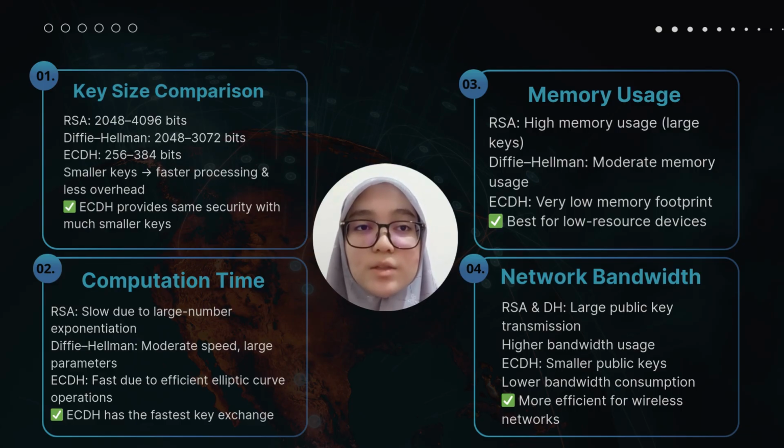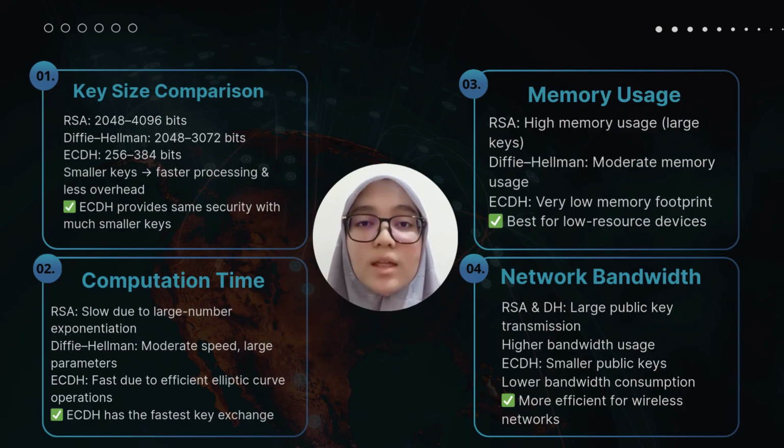Memory usage is especially important for devices with limited resources. RSA requires storing large public and private keys, which increases memory consumption. Diffie-Hellman also needs large parameters, resulting in moderate memory usage. ECDH uses much smaller keys and parameters, leading to very low memory usage. This makes ECDH ideal for mobile devices and embedded systems.